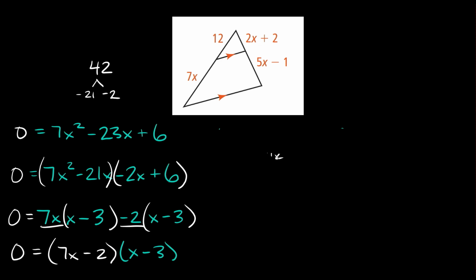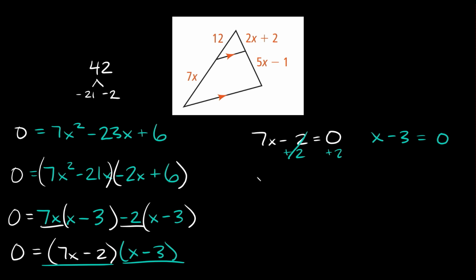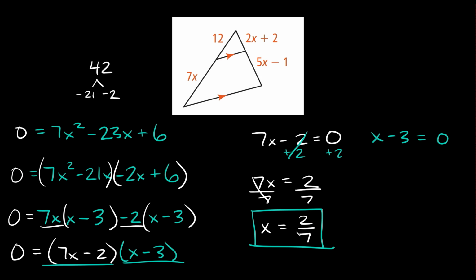Now to solve for x, the last thing that we have to do is set each of our factors equal to 0. So the first factor is 7x minus 2 is equal to 0, and the other one is x minus 3 is equal to 0, right? So let's solve this one first. Here we can add 2 to both sides, so we get that 7x is equal to 2. Then we can divide both sides by 7. So here we get that x is equal to 2 over 7, right? So there's one answer for x.